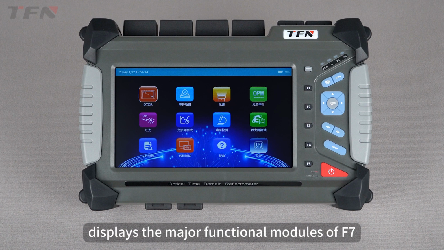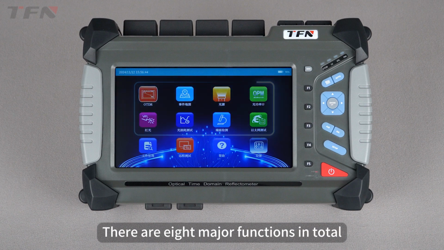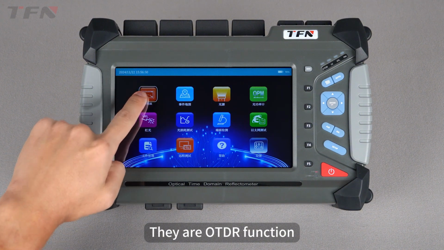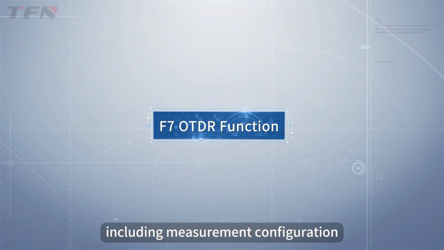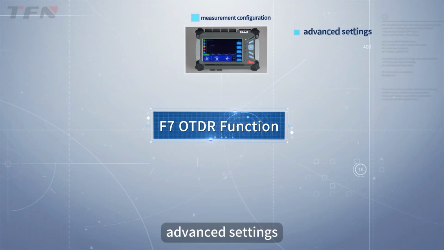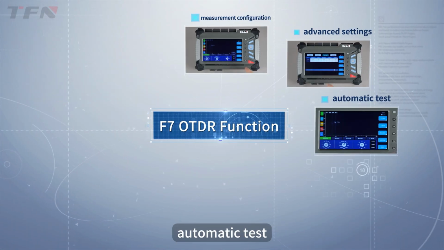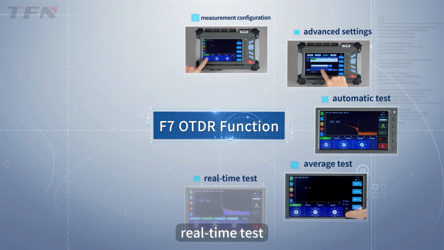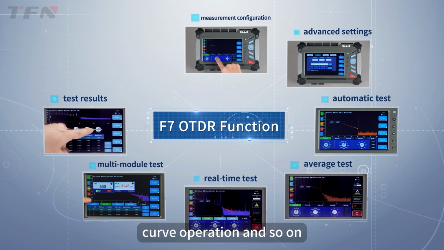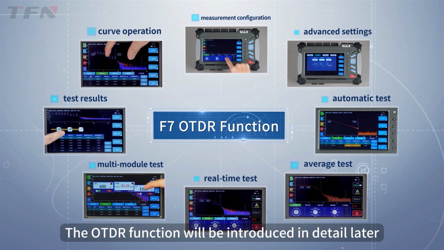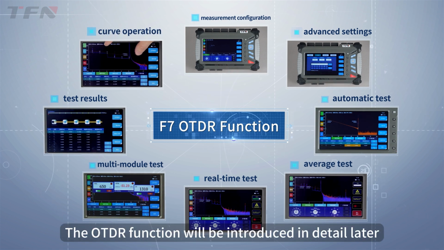The main interface displays the major functional modules of F7. There are 8 major functions in total. They are OTDR function. This function is the core function of F7, including measurement configuration, advanced settings, automatic test, average test, real-time test, multi-module test, test results, curve operation, and so on. The OTDR function will be introduced in detail later.